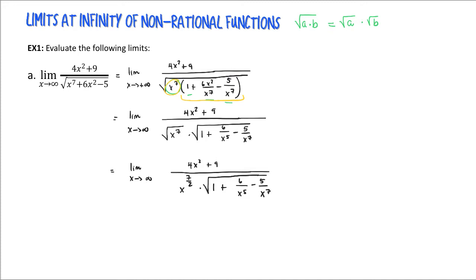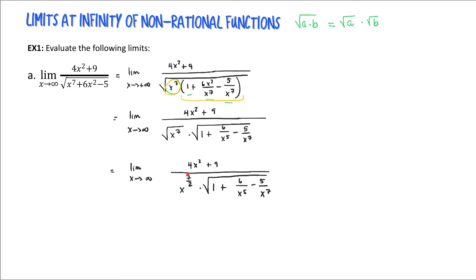What you will do now, once you get to this step right here, let's recap. We factored the largest power from the denominator. Then we separated the radicals once we had x to the 7th times this quantity. Then we noticed that at positive infinity, the square root of x to the 7th is always defined. So we continued by changing the radical to exponent form.